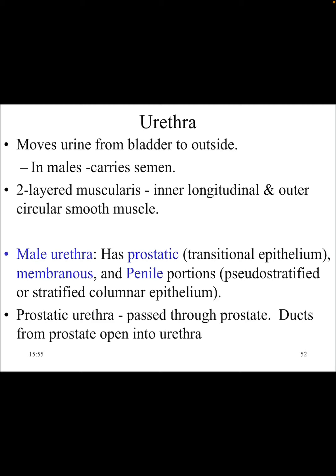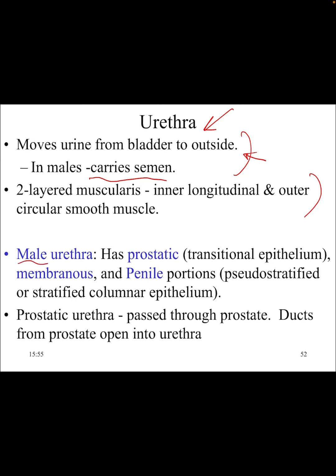The last organ that I'm going to talk about in this lecture is the urethra, which is part of the urinary system, and in the male is also part of the male reproductive system. Again, in the male, it carries the urine and also carries the semen. It has two layers of smooth muscle. We have inner longitudinal and outer circular, almost like the ureter.